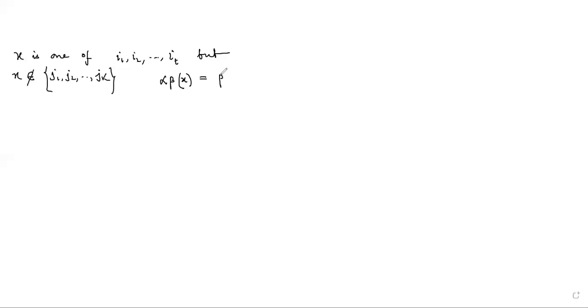So let us begin with the incomplete proof that we were doing in the previous session, and we did up to that point that when X is one of the elements I1, I2, ..., Ik, but X does not belong to J1, J2, ..., Jk, then we have already proved in the previous session that alpha beta of X is equal to beta alpha of X.